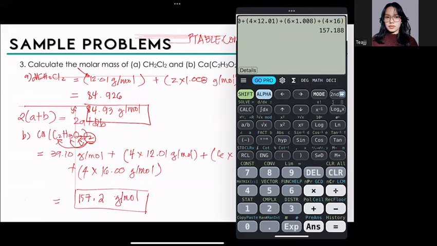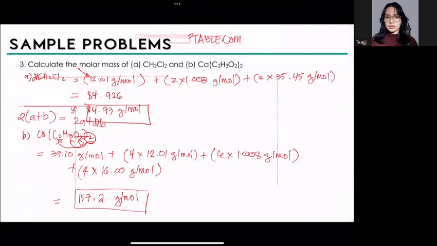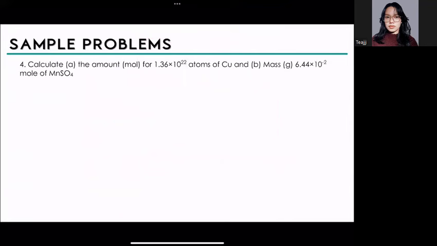Because you did not put a unit. For all I know, that could be 157 meters, 157 grams, or even 157 tons, right? Since there's no unit. So it is important, since science demands clarity, that we always include units, especially in our final results. So we're now on number 4.